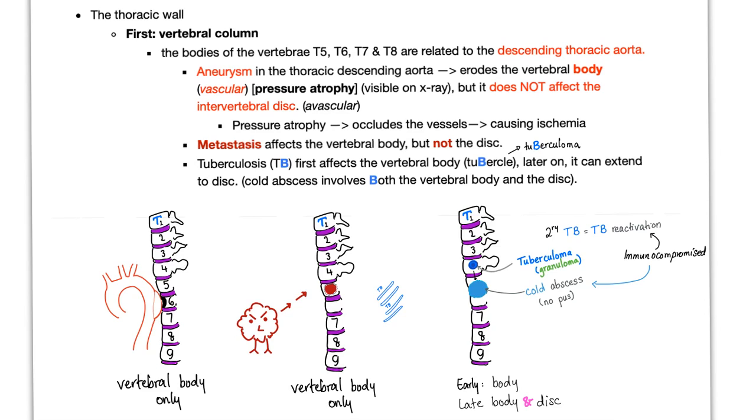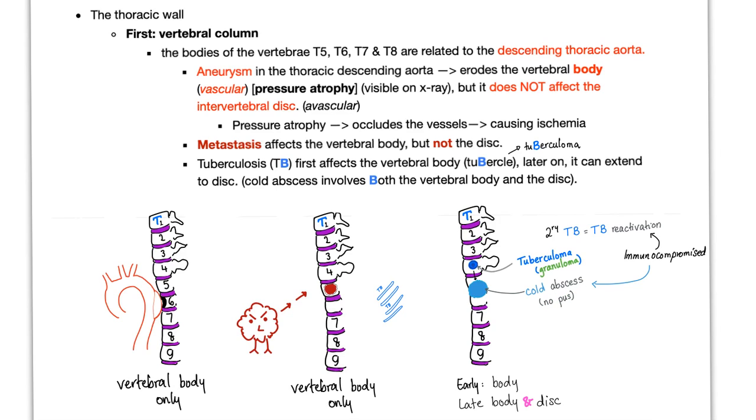Tuberculosis is nasty. The granuloma is getting bigger and bigger, destroying everything. It does not care about blood supply or no blood supply. If I am immunocompromised, my abscess will be cold. What does that mean? No redness, no hotness. Why not? Because I'm immunocompromised. I have no pus cells and therefore no pus and therefore no cardinal signs of inflammation.